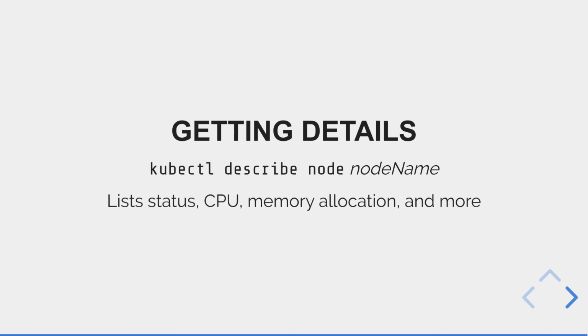What if we want more details? We want to describe a particular node in our cluster to get more insight into what's going on. Well, turns out it's kubectl describe node, and then the name of the node itself. This lists status, CPU, memory allocation, and a whole bunch of other information, which is very useful for you to figure out what the load is on your system.